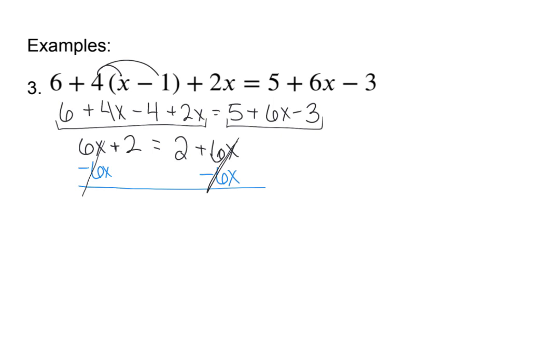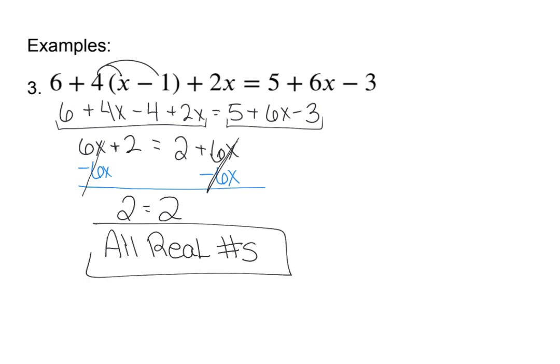On the left, I still have a 2, so I don't have to worry about writing 0 because there's still something there. And on the right, I still have a 2, so something's still there. Now, this is one of those special cases. Does 2 equal 2? The answer to that is yes. So when this happens, when we get something equal to itself, a true statement, we know that all real numbers will work in this equation. All real numbers is our answer for this one.